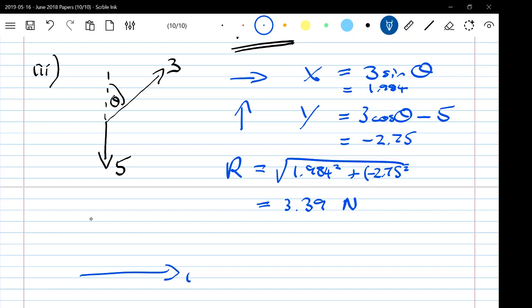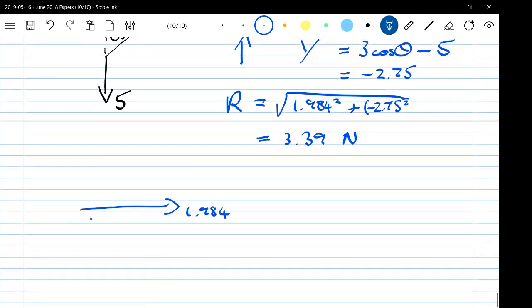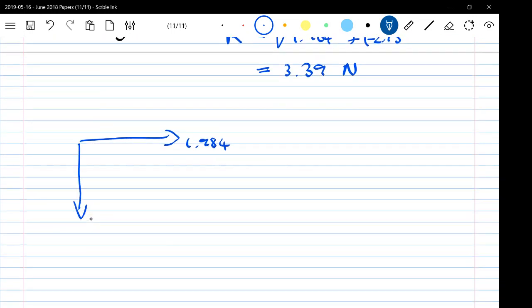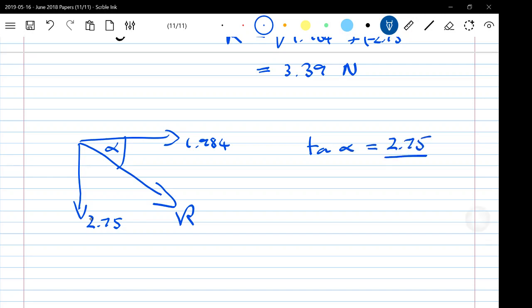What I've just established, for the final part of this question, is that I've got a force there that is 1.984. I've got a force there that is 2.75. That was my resultant force. I want to find the direction of it, and I need to talk about what direction that is. So let's call that the angle that I'm dealing in. So tan alpha is opposite over adjacent.